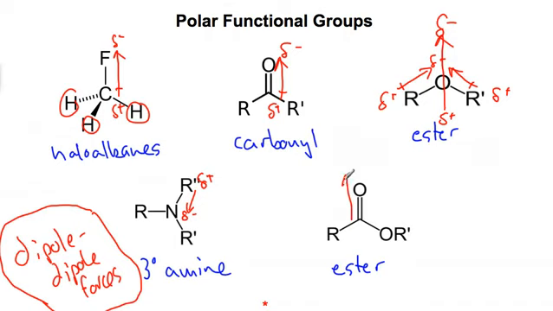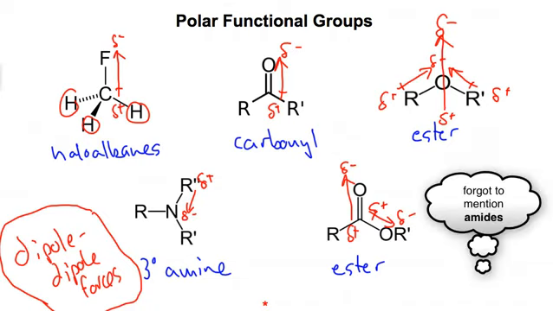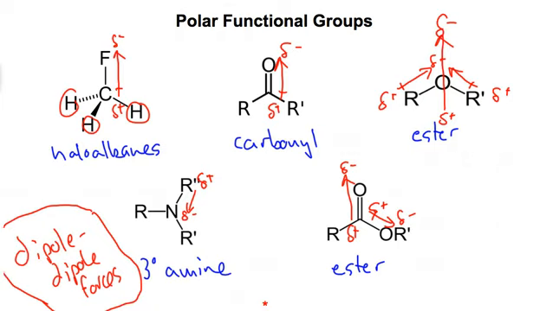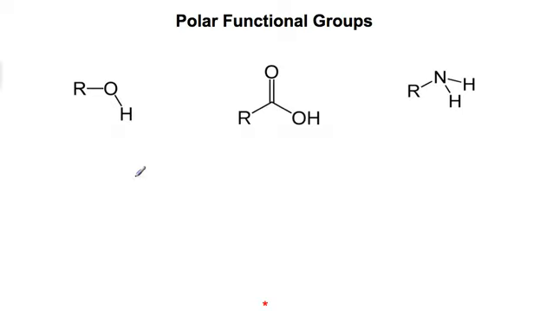And finally, ester has 2 orientations for polarity because of the C double bond O and the C single bond O, and so again that gives rise to a polar molecule. So these particular functional groups would all give rise to dipole-dipole forces as the predominant or strongest type of intermolecular force.